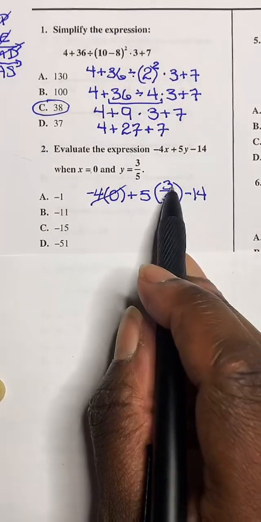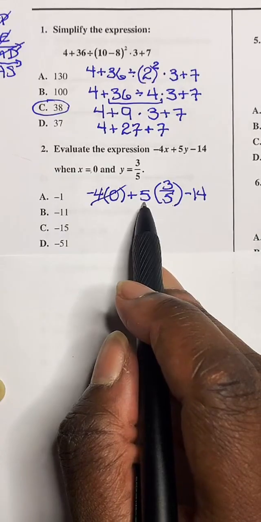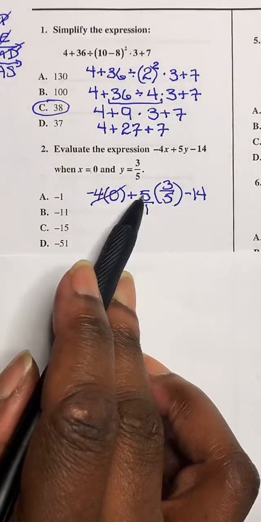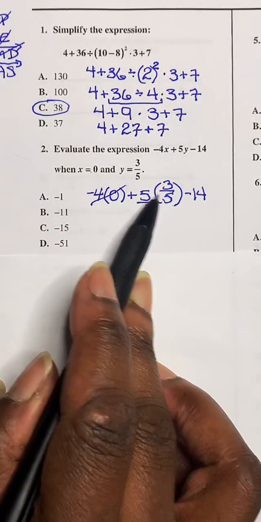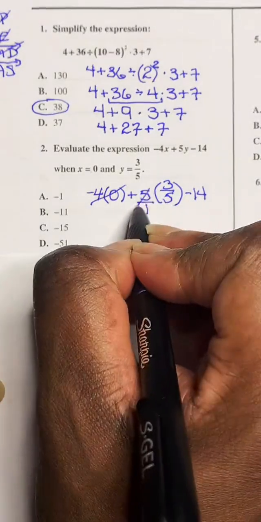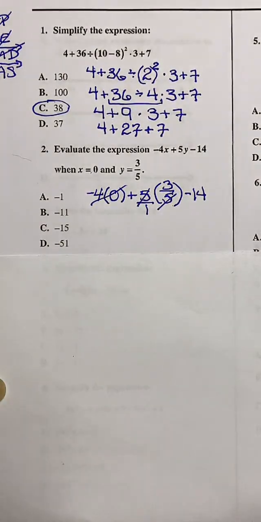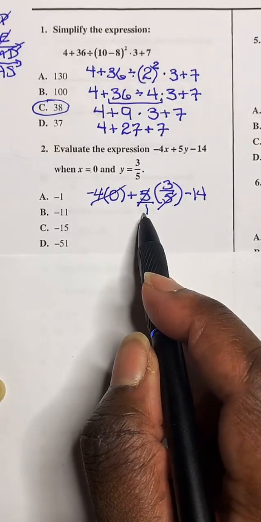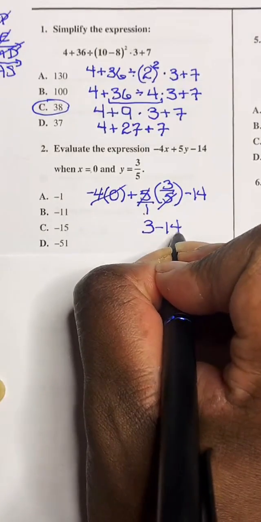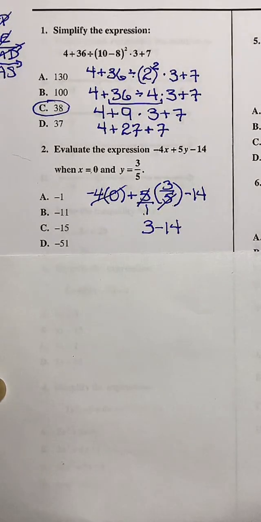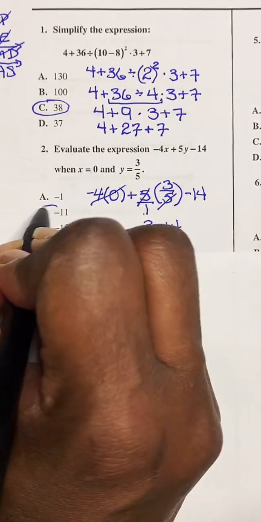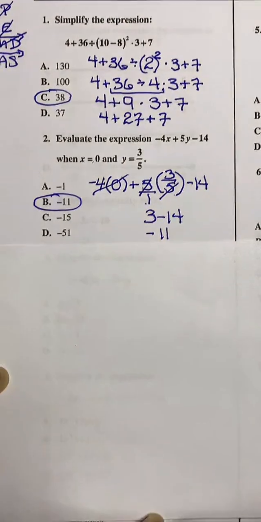Now, 5 times 3/5. If we think of it, 5 is a whole number. If I put that over 1, I can do what's called cross simplify. I can do 5 divided by 5, and that gives me 1. So when I cancel out my 5s, what's left over? 3 divided by 1, and 3 over 1 is just simply 3. Bring down that minus 14. So 3 minus 14 gives me a negative 11. So our answer is going to be B.